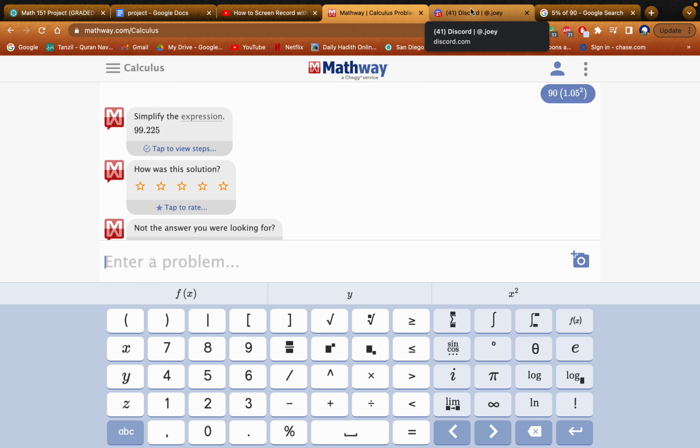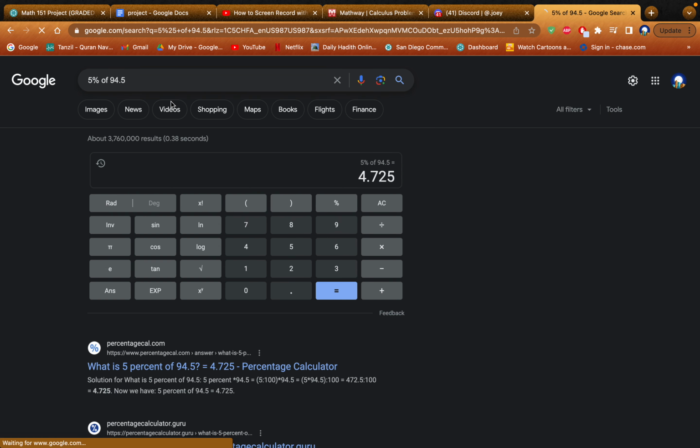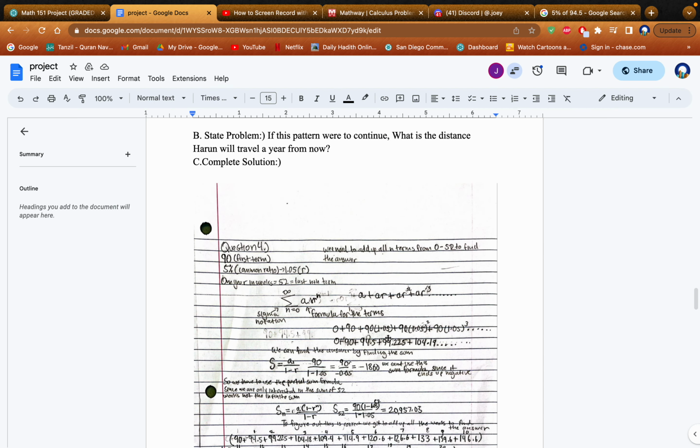So we know that it will continue that same way because 5% of 94.5, that plus 94.5 equals exactly what we got. So we know that the infinite geometric series formula would work for this question. So we could just continue and continue and continue.